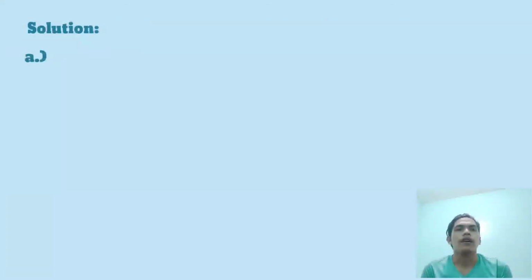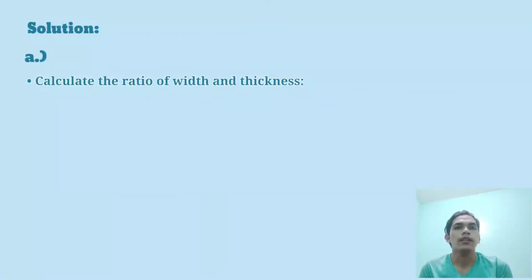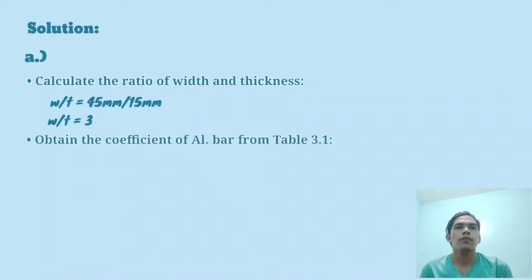So for part A, which is the upper portion, calculate the ratio of width and thickness of the aluminum bar of rectangular section. In the problem, the thickness is 15 mm and the width is 45 mm. The ratio is equal to width over thickness, so 45 over 15 is equal to 3. The next thing to do is to obtain the coefficients of the aluminum bar from Table 3.1 in the textbook. At ratio 3, the coefficients are as follows: C sub 1 is equal to 0.267 and C sub 2 is equal to 0.263.